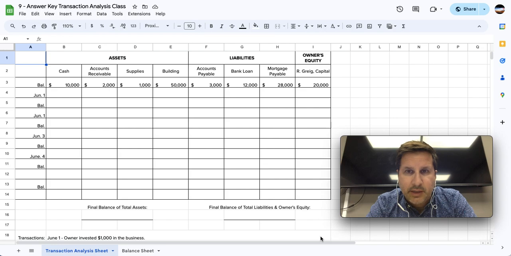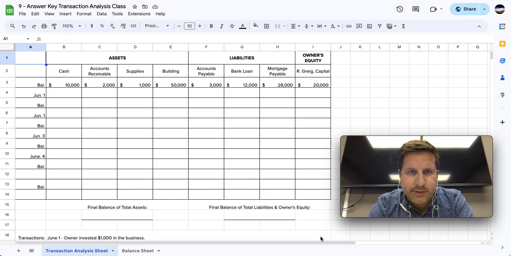And I just want to show you how to do one of these. So we've talked a little bit about balance sheets, a little bit about accounts. The accounts you see here are ones you will typically see. So under my assets, you see we have cash, accounts receivable, supplies, building. Under our liabilities, we've got an accounts payable, bank loan, a mortgage, and then under owner's equity, we have something called capital.